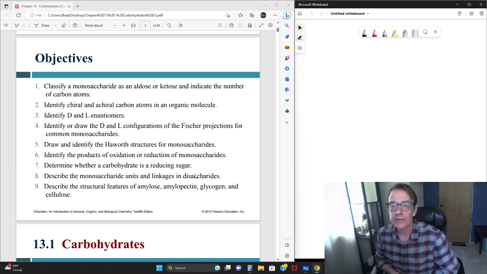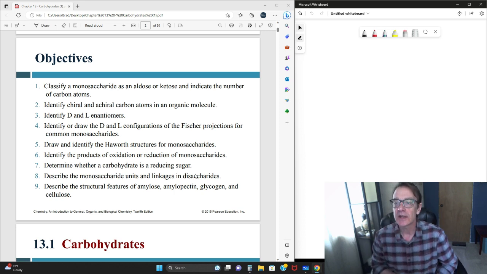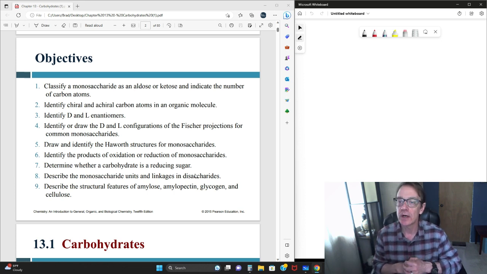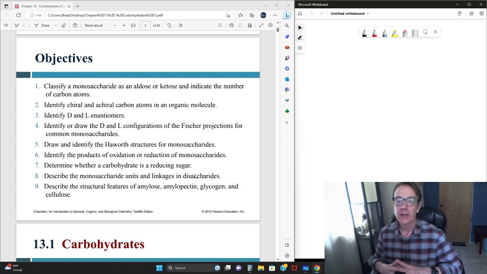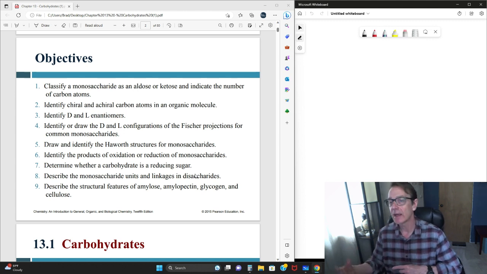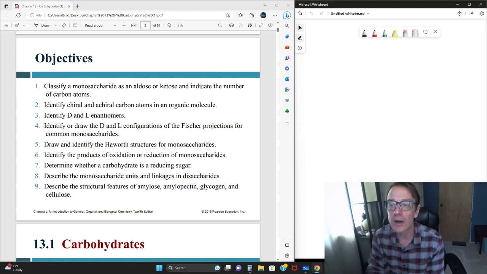First of all, we're going to classify monosaccharides, what an aldose is, and a ketose. So I'm going to introduce a couple of functional types of carbohydrates. Going to go into the concept of chirality. And within chirality, we will be able to determine the difference between D and L enantiomers. We'll come back to the word enantiomers probably tomorrow.